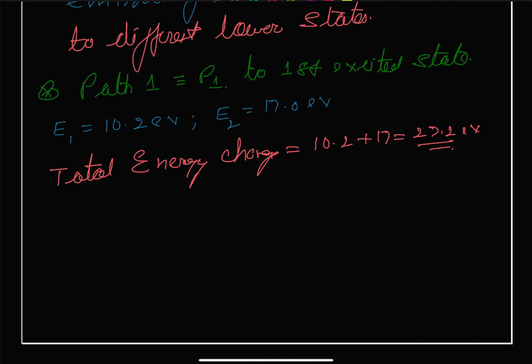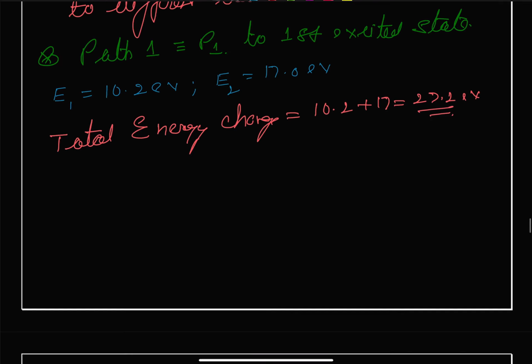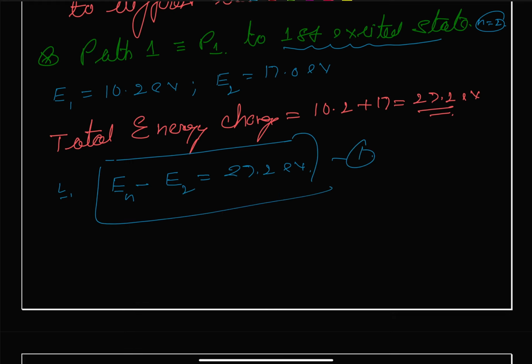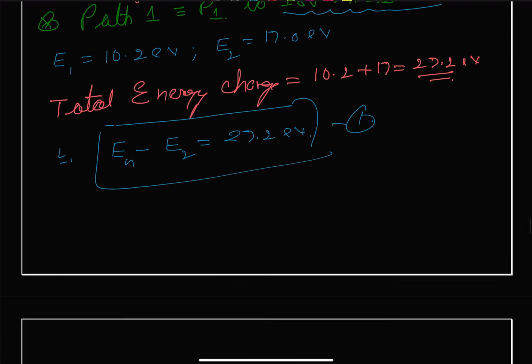Therefore we can write that if it jumps from a certain nth energy level, then En minus E2 will be equal to 27.2 electron volt. Because it is the first excited state, the value of n will be equal to 2. So let us call this equation number 1. Similarly, we can find equation number 2, that is for path 2.